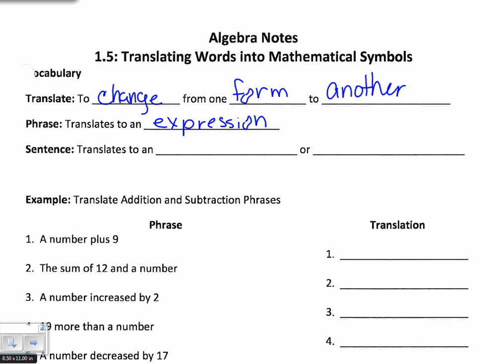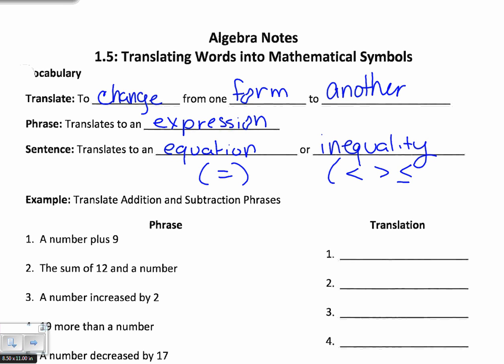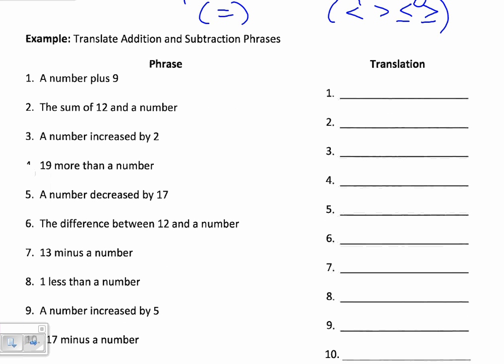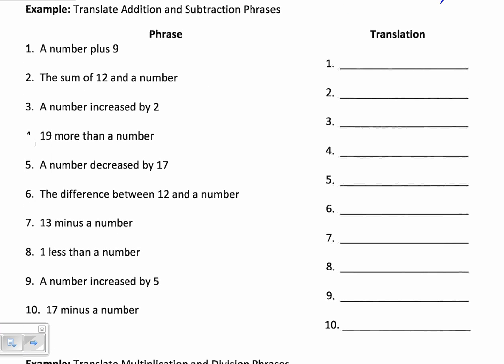A sentence, on the other hand, translates either to an equation or an inequality. Remember, our equation is the equal sign. Remember, inequality is less than, greater than, less than or equal to, greater than or equal to. Okay, so a sentence is going to have an equal sign or an inequality sign, whereas a phrase does not. Alright, so let's try some translating. In order to do this, we need to know a couple things. We need to know what these words mean.